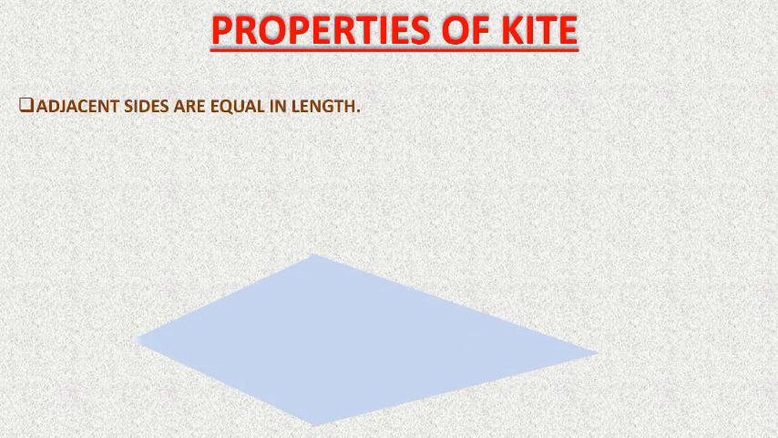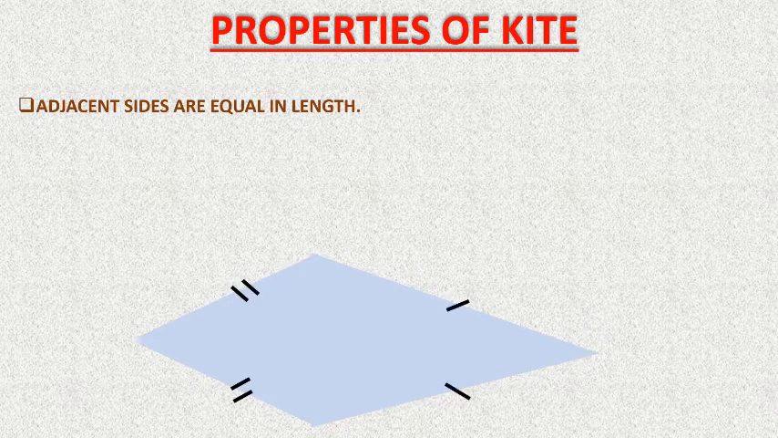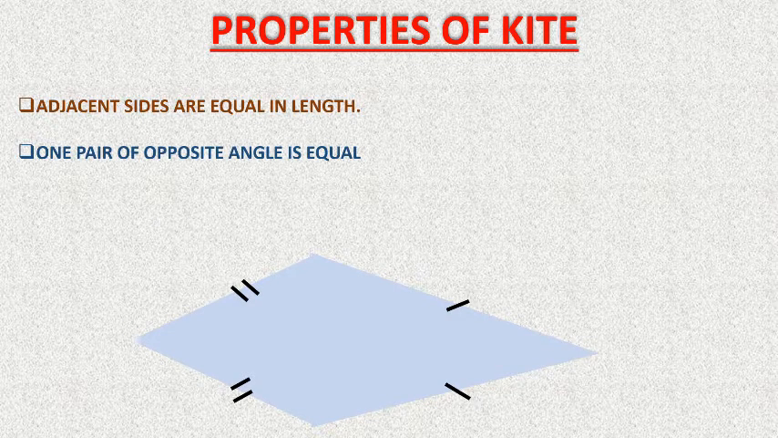We have some properties of kite as well. This is a kite, and the first property we have: adjacent sides are equal in length. Means the sides which are connected to each other are equal in length. As you can see in the figure, 2 is equal to 2 and 1 is equal to 1. These are equal sides. One pair of opposite angles is equal, means if we measure this angle as 140 degree, then the opposite angle is also equal to 140, but only one pair.